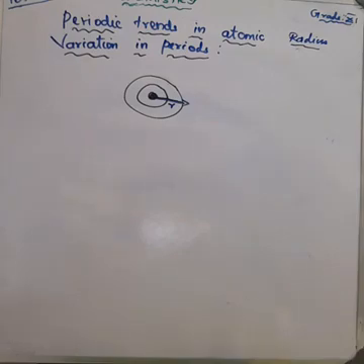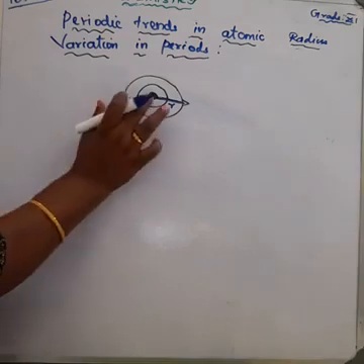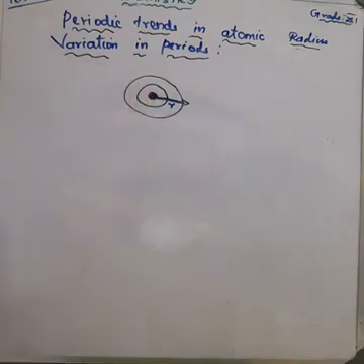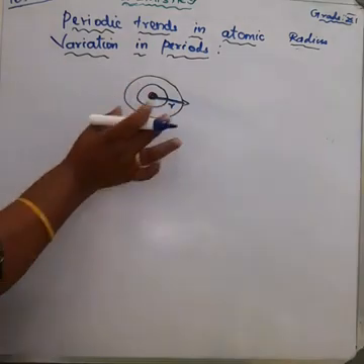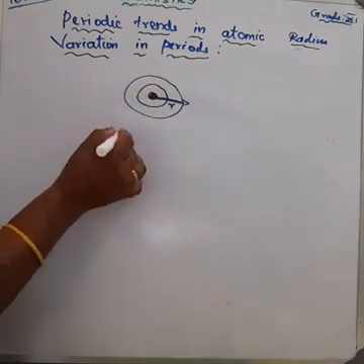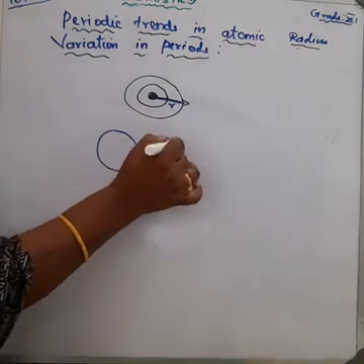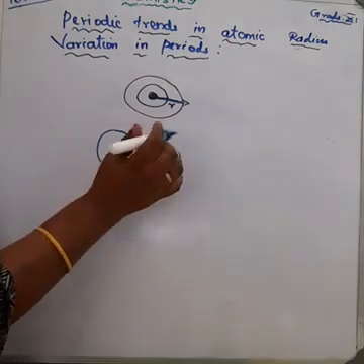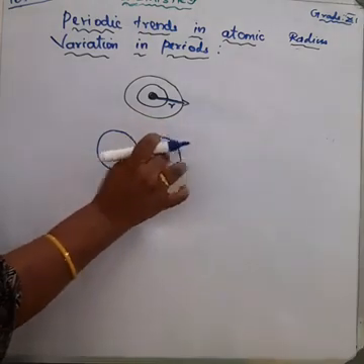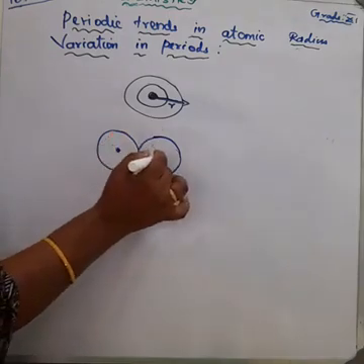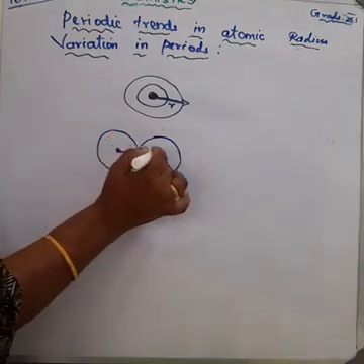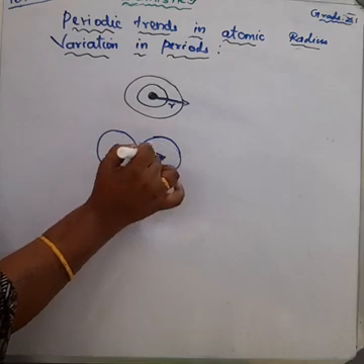Okay. Sometimes we cannot measure the radius of an atom directly. At that time we take 2 or more atoms, maybe 3, 4, 5 atoms. But here we are taking 2 atoms and taking the internuclear distance between these 2 atoms.